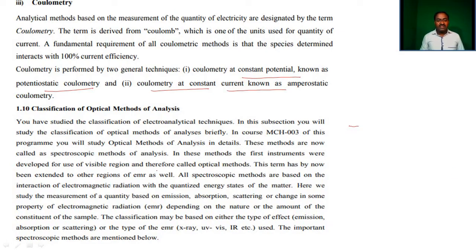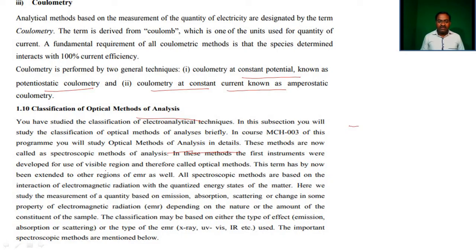Next we look at the classifications of optical methods of analysis. In the optical methods of analysis, we will study the substances or subsections of optical methods.